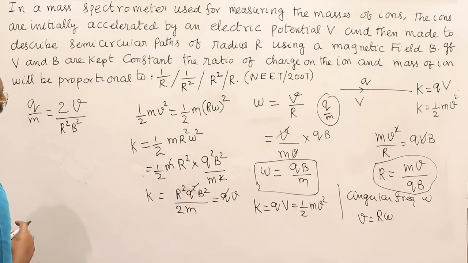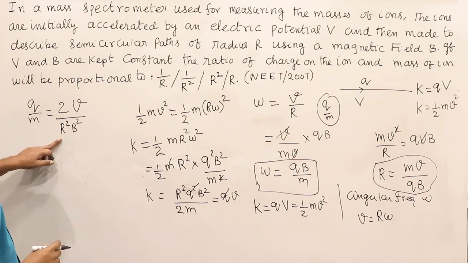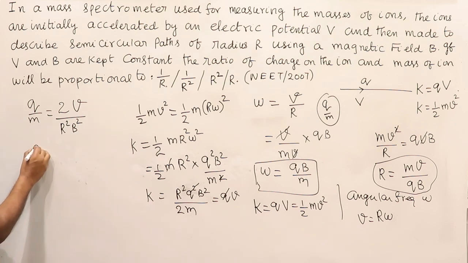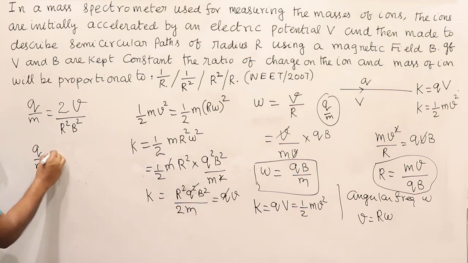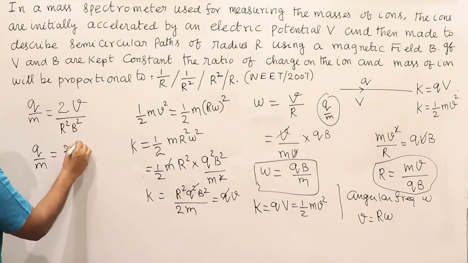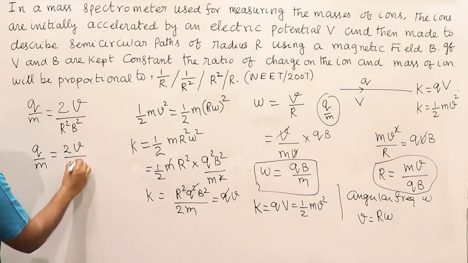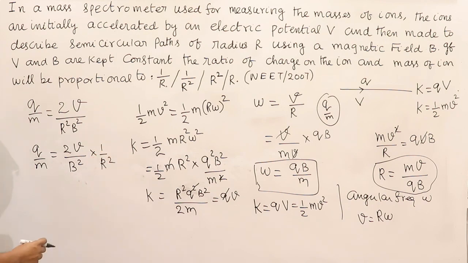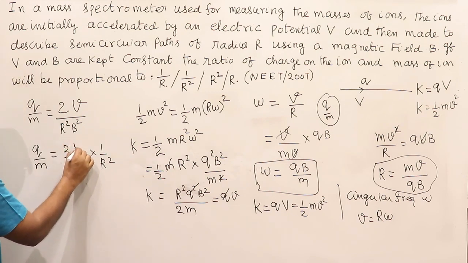And since we know this, the radius is proportional to what? The ratio of q by m. So q by m is equal to 2 into V divided by B square into 1 by r square. Here the velocity is given by the potential. This is the potential difference.